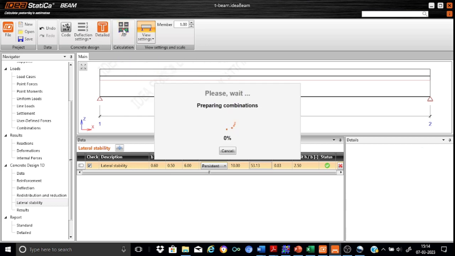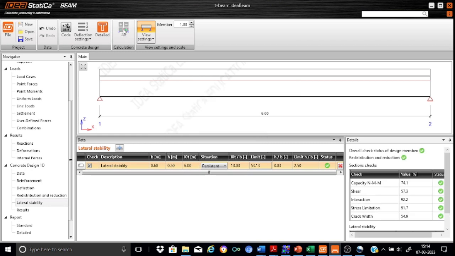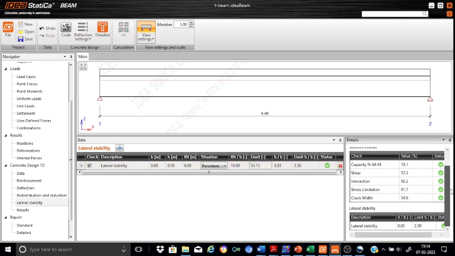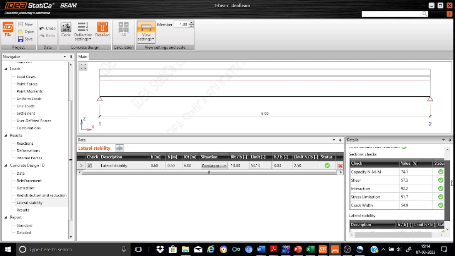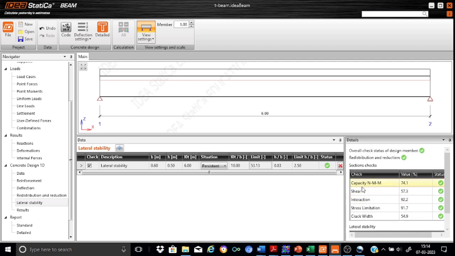So you can say that yes, it is providing all the analysis. A summary of the calculation is directly provided here, which indicates that the section we have provided passes all the checks. In capacity, it has 74.1 percent utilization, shear 57.3, interaction 92.2, stress limitation 91.7, crack width 54.9. So in summary, your cross section has passed all the verifications or checks required.